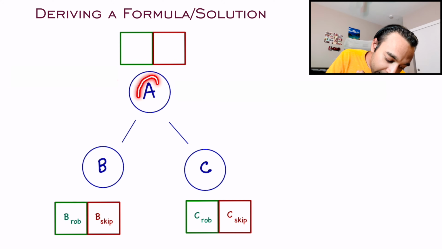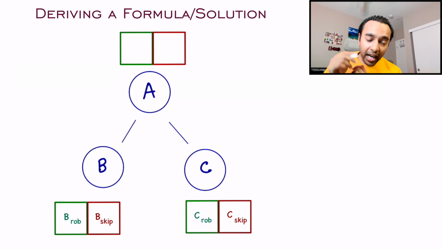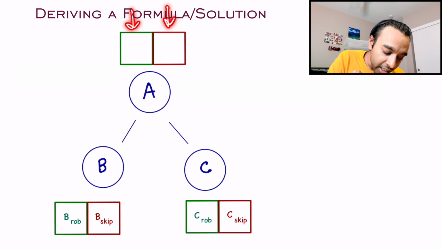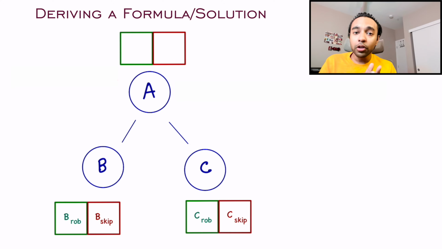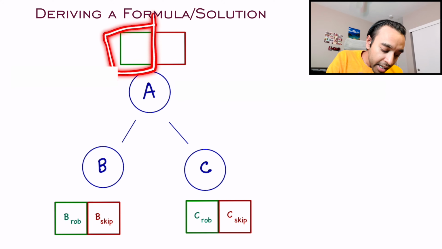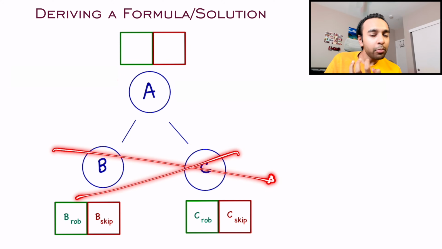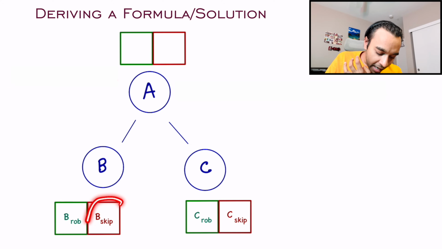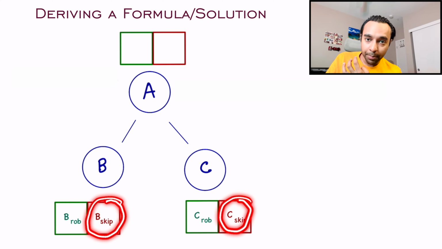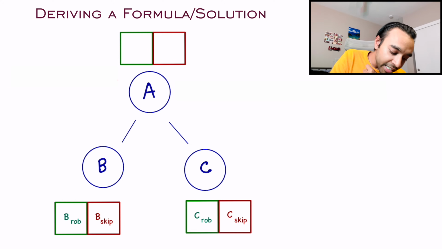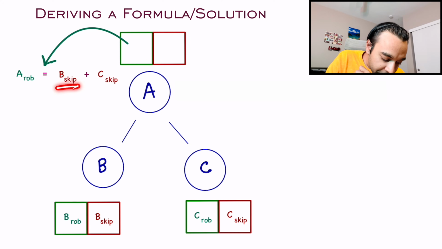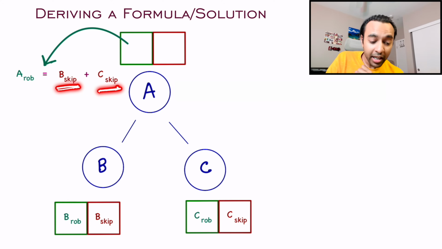Now ultimately, let us look at our node A. And once again, we have to fill both of these values, right? Either you will rob A or you will not rob A. So first of all, if I'm choosing to rob A, that means I cannot rob my child nodes, right? That means I'm skipping B and I'm skipping C. So I can safely say that if I'm robbing A, then this value will be that you skip B and you skip C as well. And this is what will get inserted over here, right?